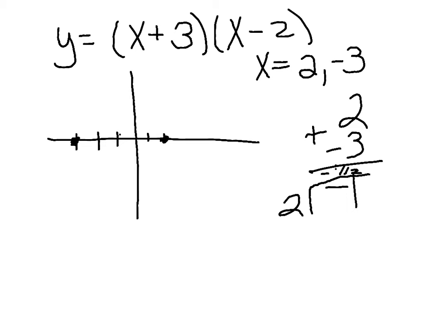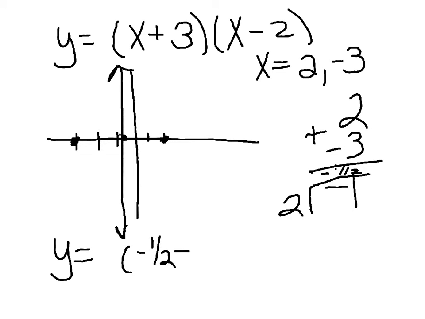Okay, so does that look right? Yes. That's my line of symmetry. Now, to find my actual vertex point, I need to put my negative 1/2 in for x. So let's put it back in the equation. y equals negative 1/2 plus 3 times negative 1/2 minus 2.